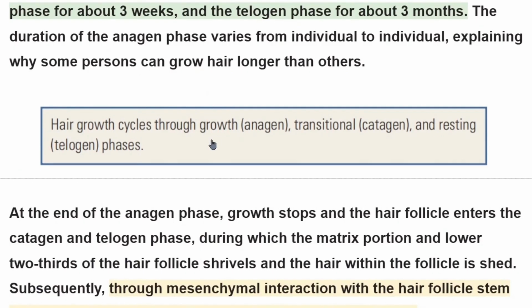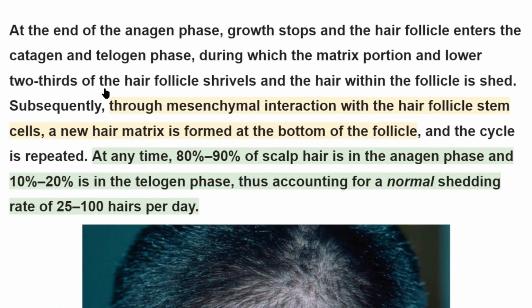Hair growth cycles through growth (anagen), transitional (catagen), and resting (telogen) phases. As we said, the growth or anagen phase is 3 years, the transitional or catagen phase is 3 weeks, and the resting or telogen phase is 3 months. At the end of the anagen phase, growth stops and the hair follicle enters the catagen and telogen phases, during which the matrix portion and lower 2/3 of the hair follicle shrivel and the hair within the follicle is shed. Subsequently, through mesenchymal interaction with the hair follicle stem cells, a new hair matrix is formed at the bottom of the follicle, and the cycle is repeated.